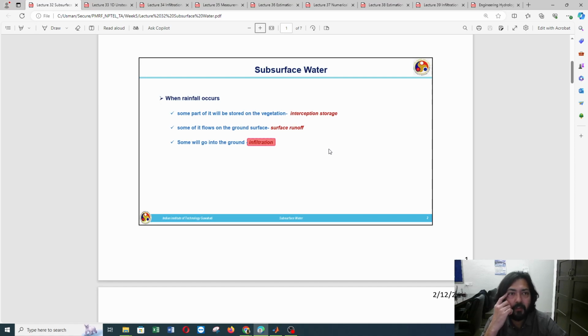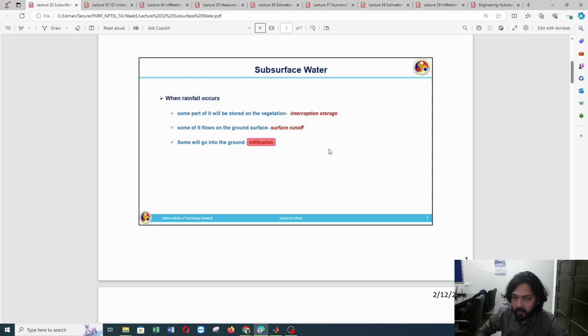Then, followed by that, we'll study how we can measure infiltration using an experimental approach, that is single ring or double ring infiltrometer, and also we'll study the estimation of infiltration using various empirical equations such as Horton's equation, Kostiakov's equation, and Phillips equation, and we'll conclude the session by deriving another equation called the Green-Ampt equation.